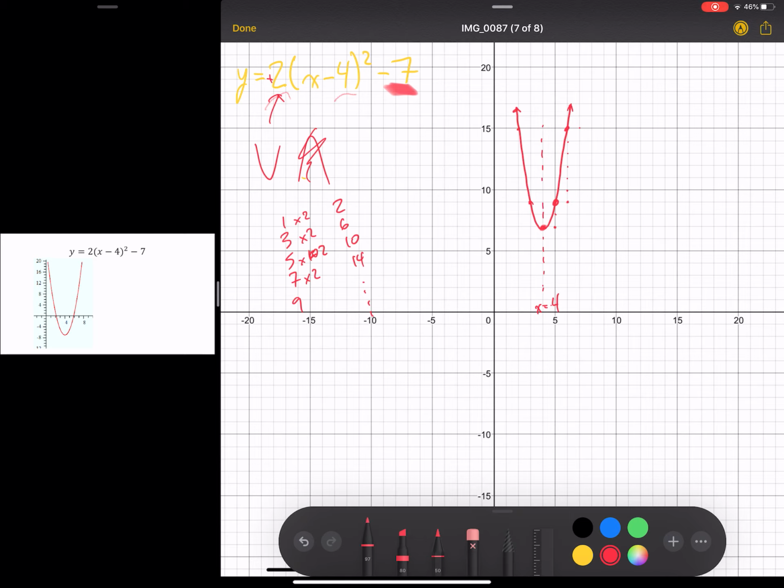Oh, what did we do wrong? This is actually wrong. Why? It's minus 7. We have to start at x equals 4, y equals minus 7. Our step pattern is 2, 6, 10. Let's erase our mistake.